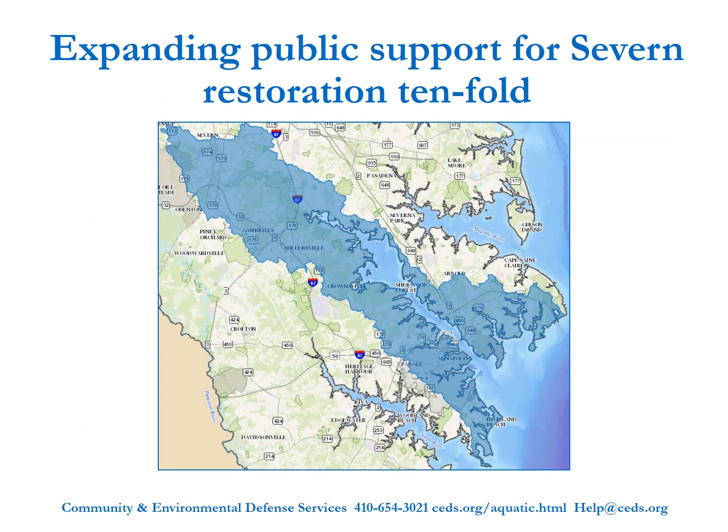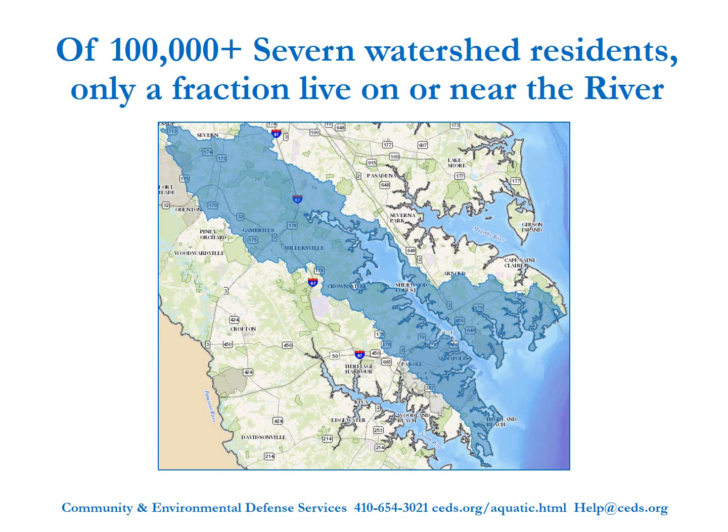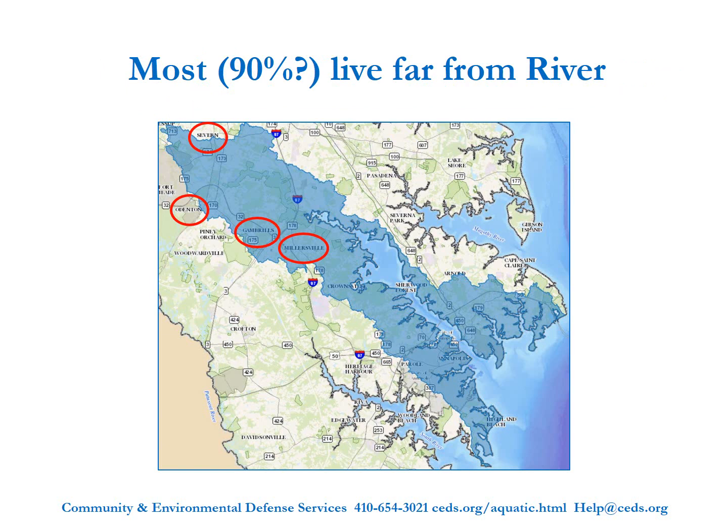So the last thing I'd like to talk about is what I think could be a pretty effective way in dramatically improving public support for Severn River restoration. In fact, I think it could increase support by tenfold. I think there's about 100,000 people who live in the Severn watershed, but only a fraction live on or near the river. Most, perhaps 90%, live far from the river. They don't see it, they have no access to it, so restoring the Severn isn't at the top of their priority list the way it might be for you.